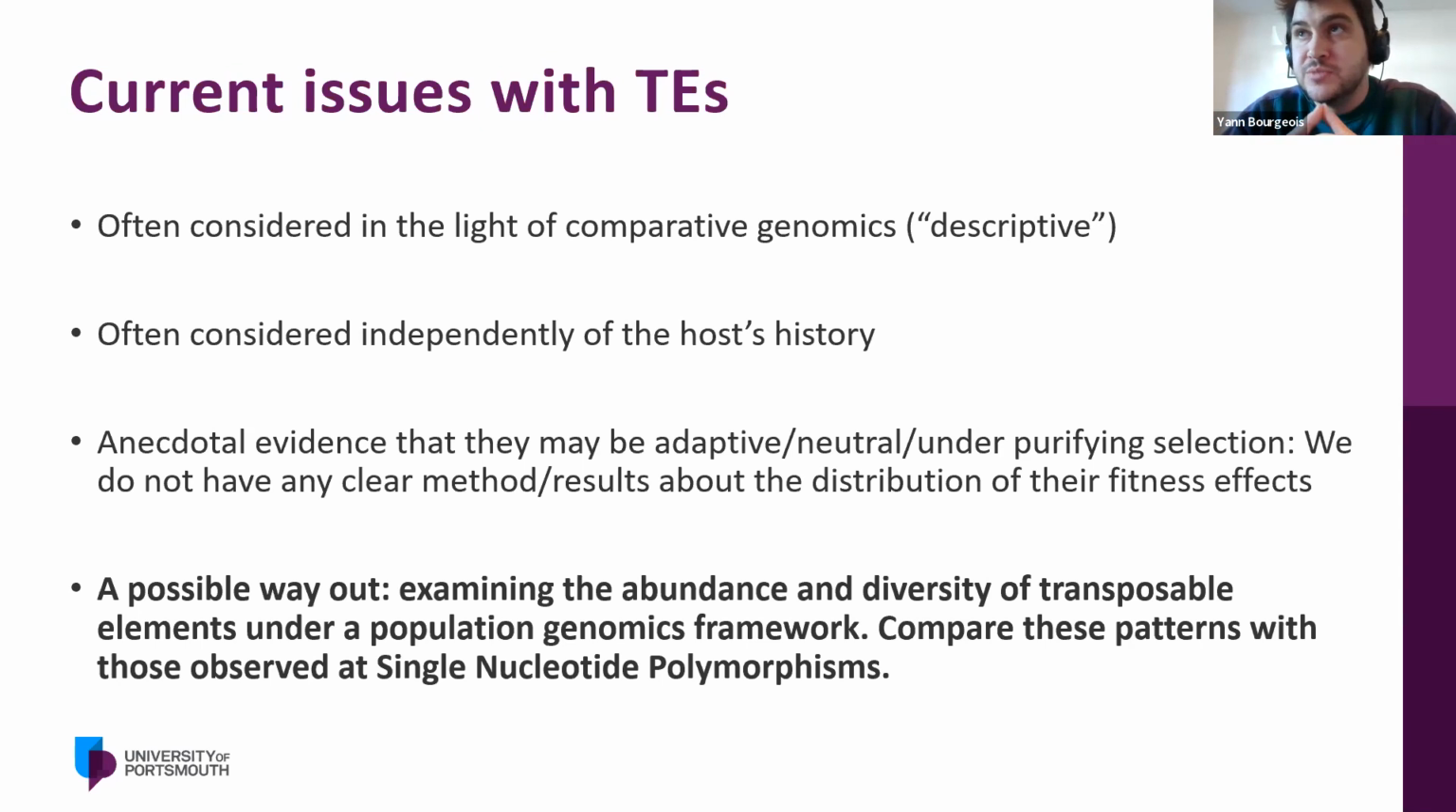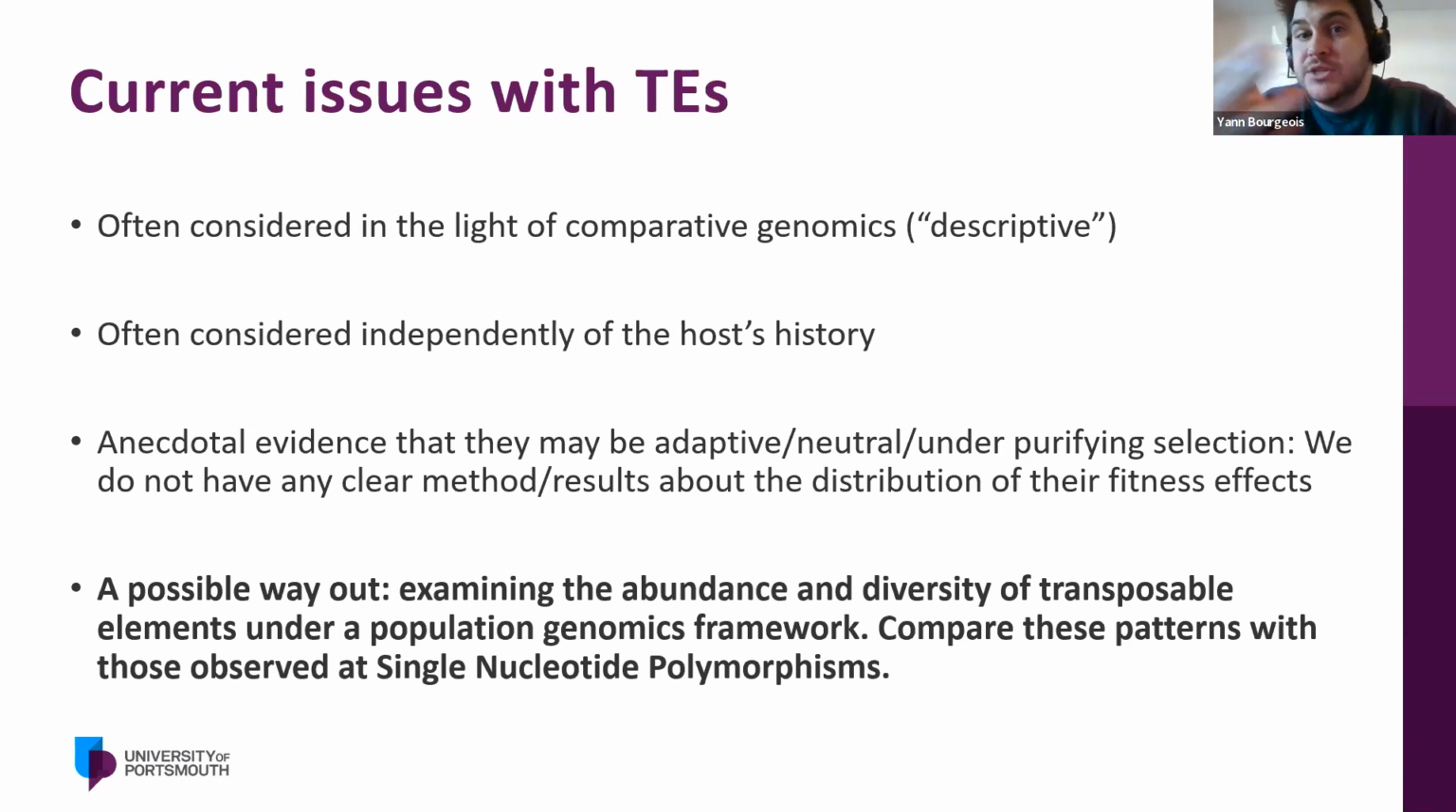So this has been shown, for example, in industrial melanism of moths in the UK, where the black moths that are cryptic on a black background actually carry a transposable element, actually multiple transposable elements, just in the promoter region of the gene that is responsible for melanism. So we have a few anecdotal pieces of evidence that sometimes transposable elements can be recruited by the host, domesticated, so they provide an advantage in some specific environmental conditions.